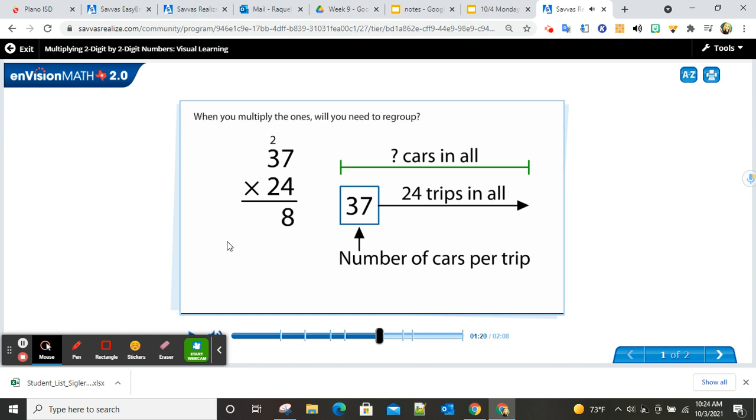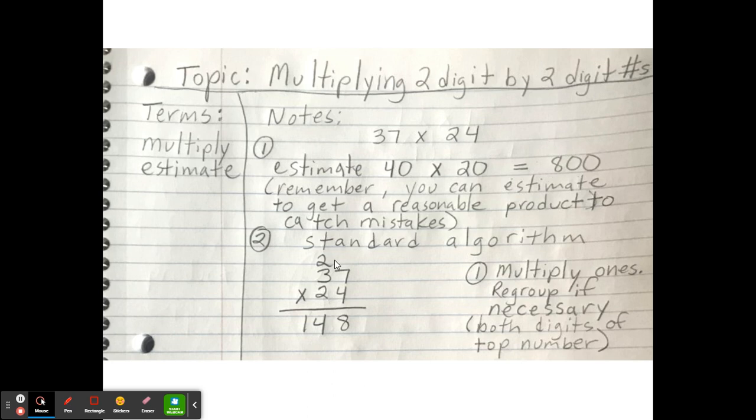When you multiply, let's write this in our notebook because this is a really important skill we're learning, standard algorithm. So we want to make sure we write our steps down so that we can refer back to our notebook if we need to. So I wrote standard algorithm down and then I wrote the problem. And notice I wrote multiply ones, regroup if necessary. And I also wrote the note both digits of top number.